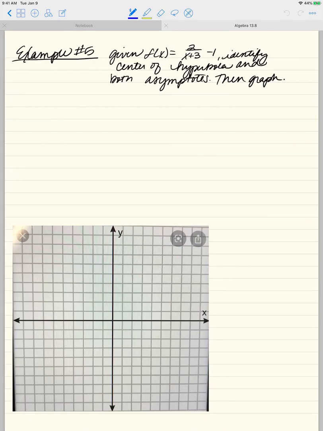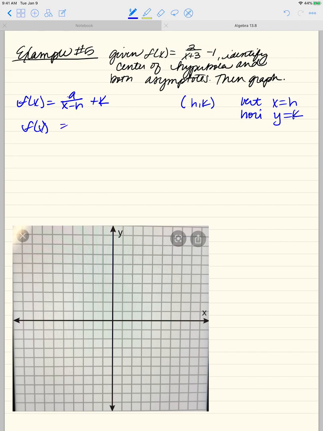Given f of x is equal to 2 over x plus 3 minus 1, identify the center of the hyperbola, both asymptotes, and then graph. So this is in the form of f of x is equal to a over x minus h plus k, all right? And remember, we said our center is at (h, k), and the vertical asymptote is x is equal to h, and the horizontal is y is equal to k. So let's identify those in this function. f of x is equal to 2 over x plus 3 minus 1.